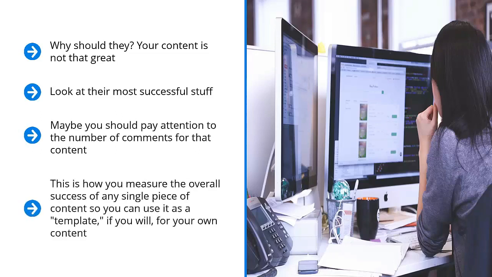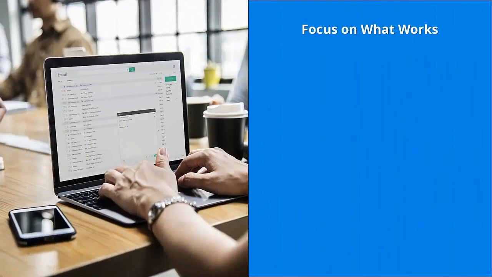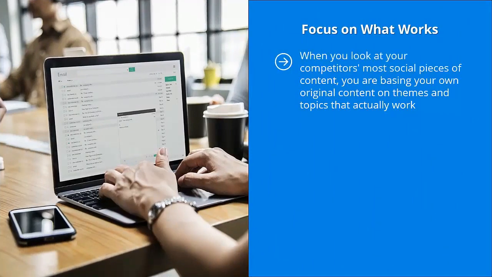This is how you measure the overall success of any single piece of content so you can use it as a template, if you will, for your own content. I'm not saying that you should rip it off. Instead, I'm encouraging you to use it as a starting point and come up with something so much better. Focus on what works. When you look at your competitors' most social pieces of content, you are basing your own original content on themes and topics that actually work. They have traction with your target audience members. You're not wasting money or time taking wild guesses.